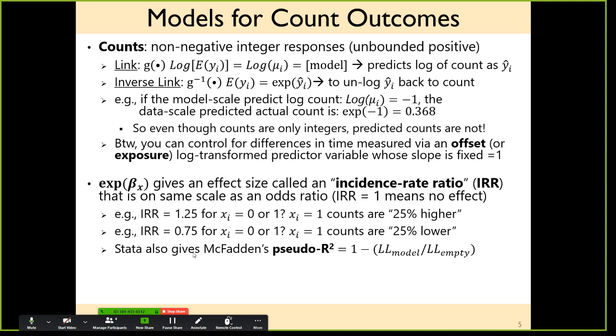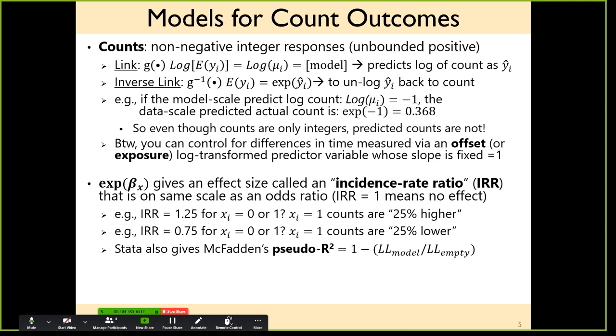So if I have an incident rate ratio of 1.25, then I would say that for a 1 unit change in X, the counts are 25% bigger. If I have an incident rate ratio of 0.75, I would say the counts are 25% lower. And it's the same deal where 1 is the neutral point in IRR, the same as in OR.